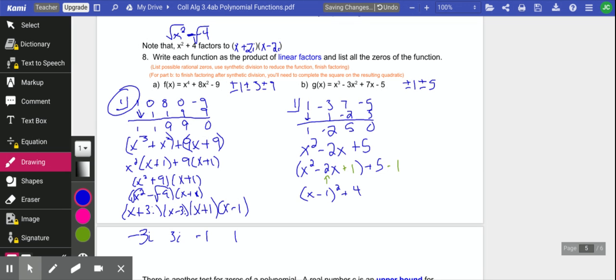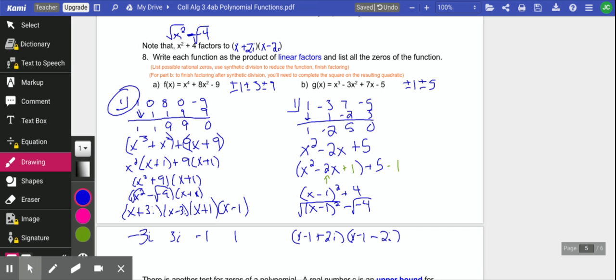And now I'm going to treat this just like I did the last problem. I'm going to say it's x minus 1 squared minus negative 4. Same thing, but now it's a difference of squares, so I can factor it into a plus and a minus. So we just take the square root of this first term and the square root of the second term. So we get x minus 1 plus 2i and x minus 1 minus 2i.